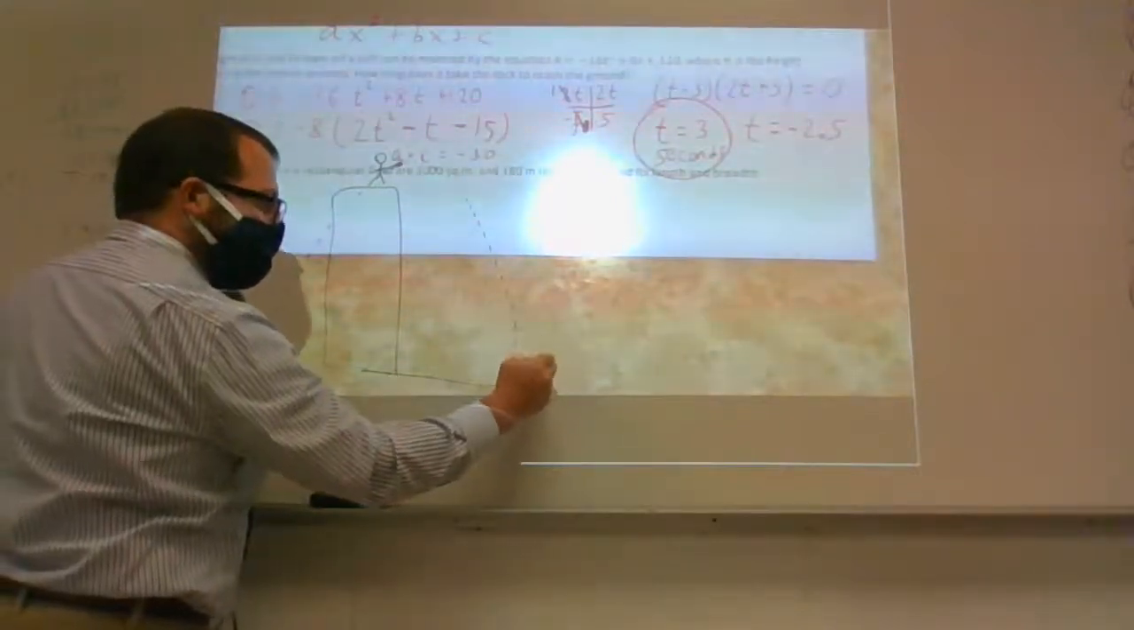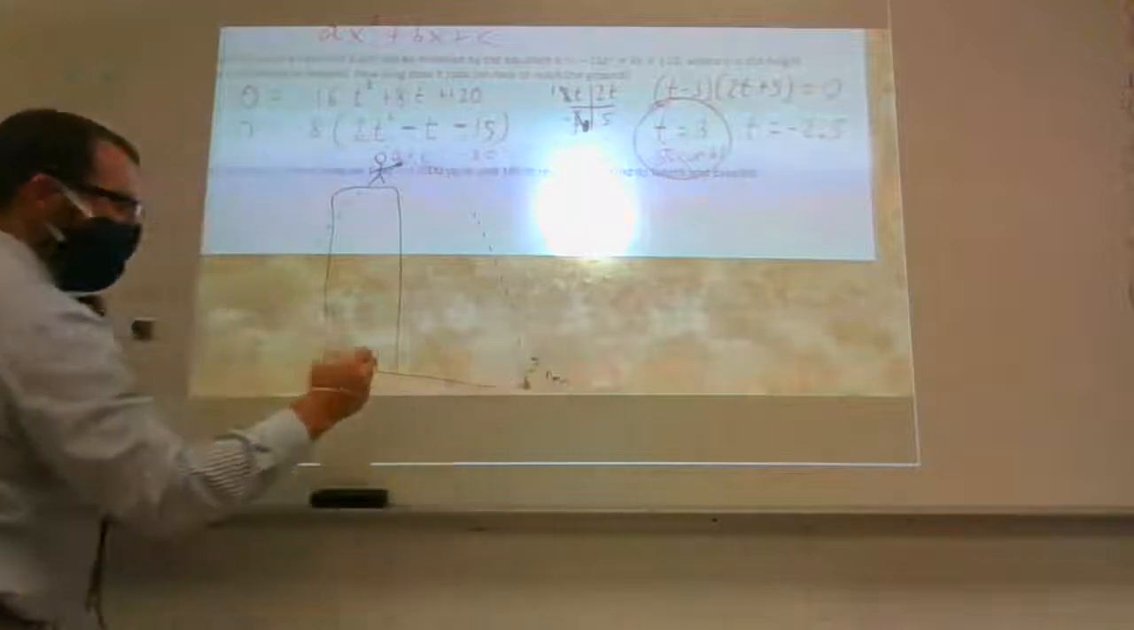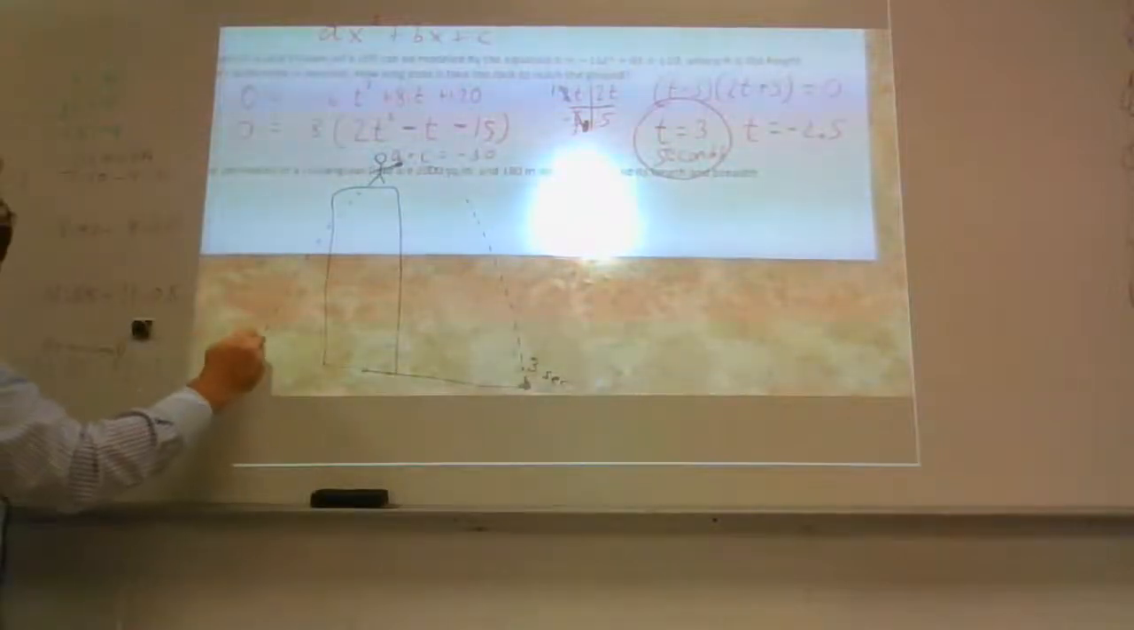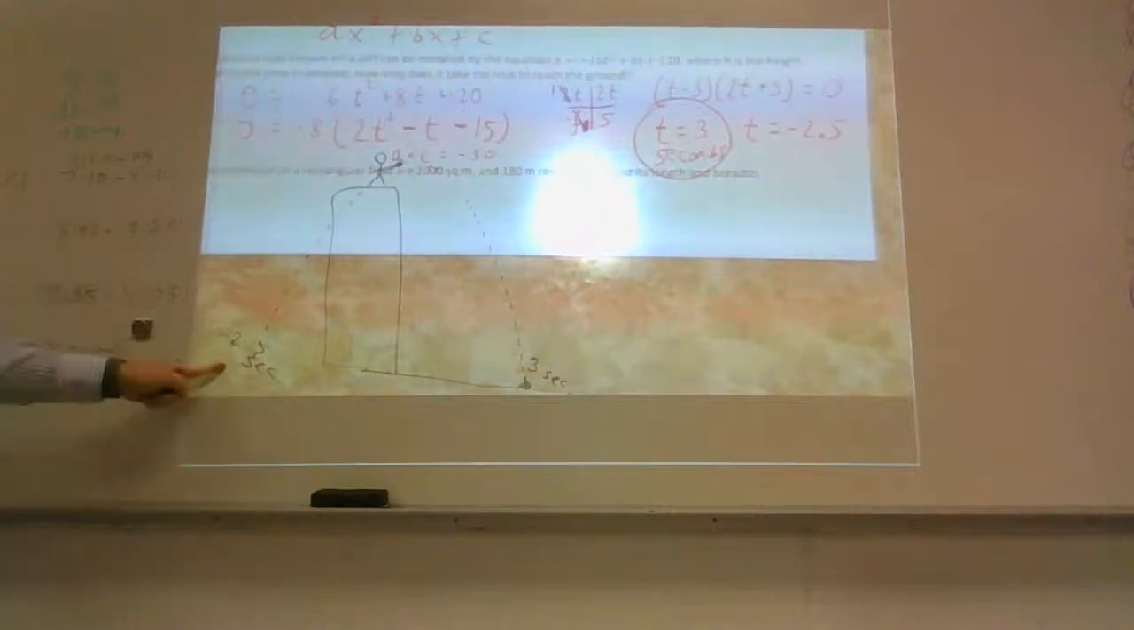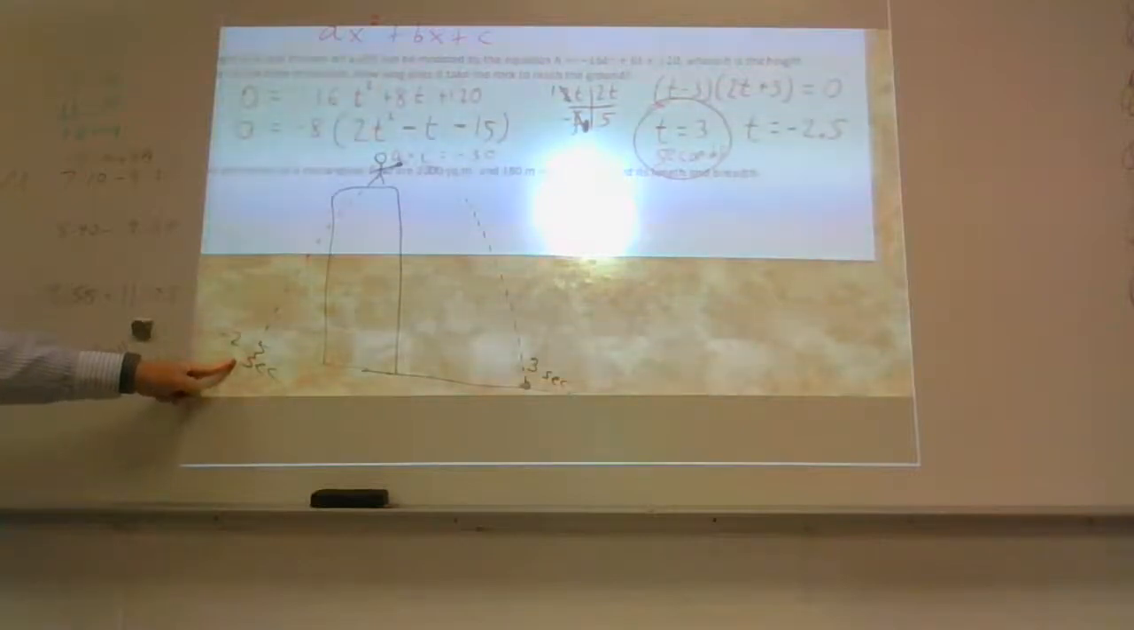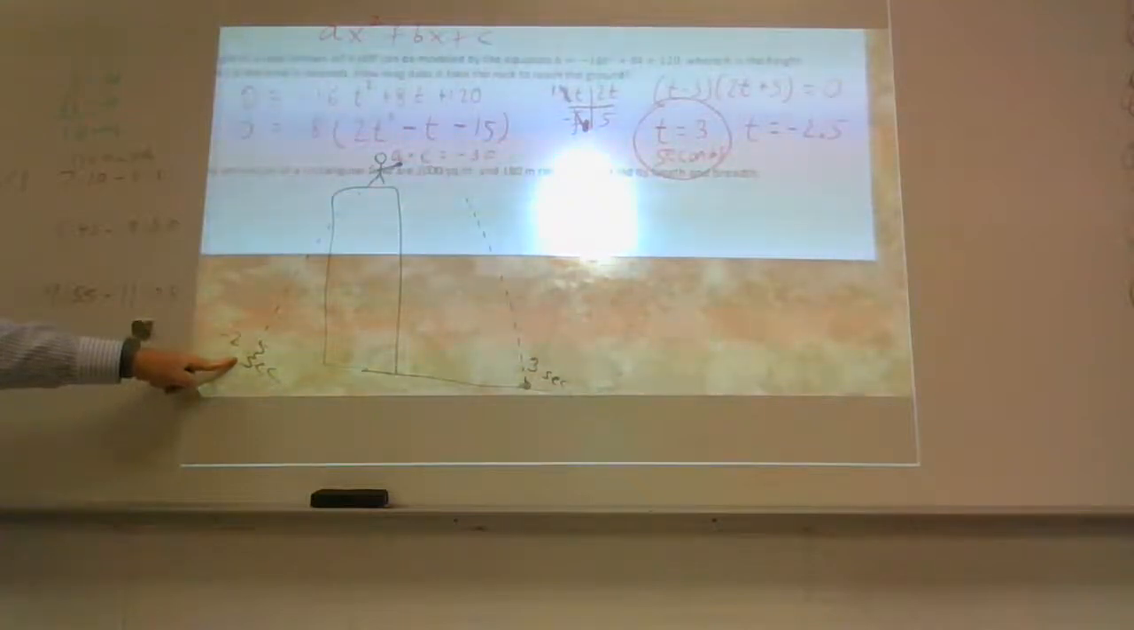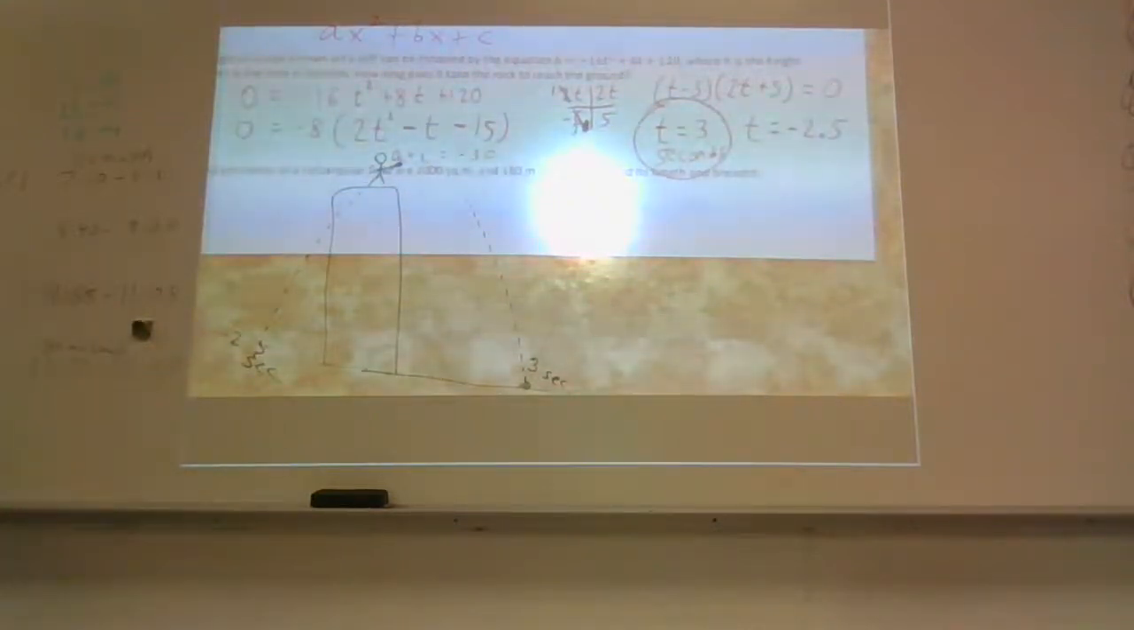This is 3 seconds right here. This is negative 2.5 seconds right here. Why do we ignore the negative 2.5? Think about this logically. Logically, in the context of the problem, there's a dude standing on a cliff throwing a rock. Why do we ignore the negative 2.5?